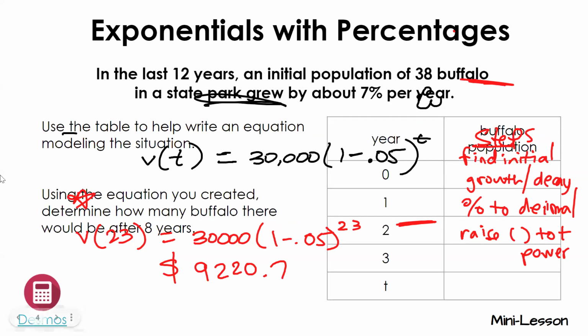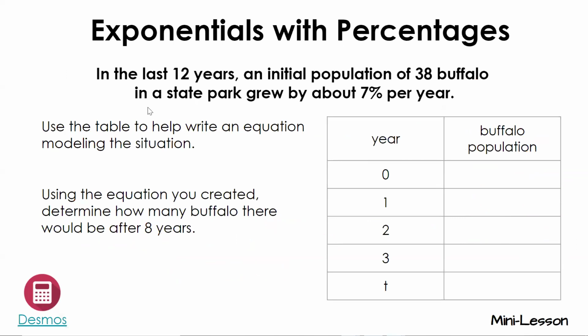All right, in the last 12 years, an initial population of buffalo, 38 buffalo in a state park grew by 7% per year. Okay, use the table to help write an equation modeling the situation. All right, so the initial year we had 38 buffalo. How many do we have the next year? How do we write the equation? Well, what's our initial? And are we increasing or decreasing? We're increasing because it says grow. And we're going to grow by 7%. So we're going to change that to a decimal.